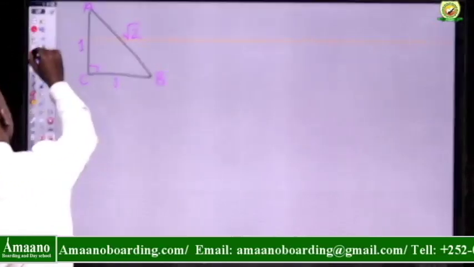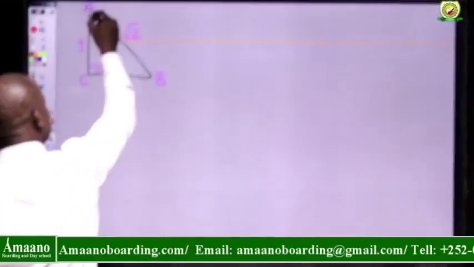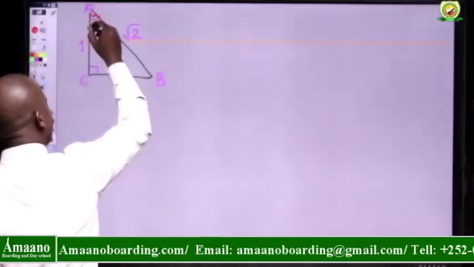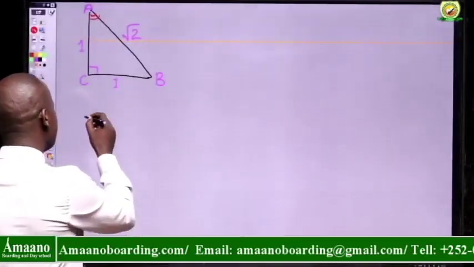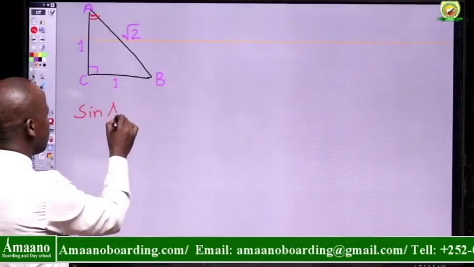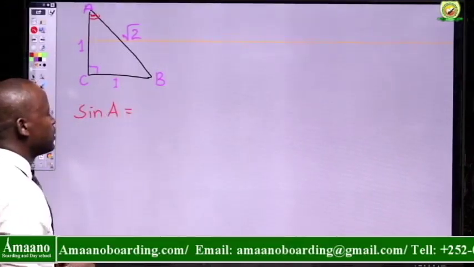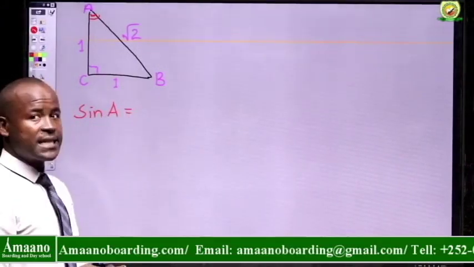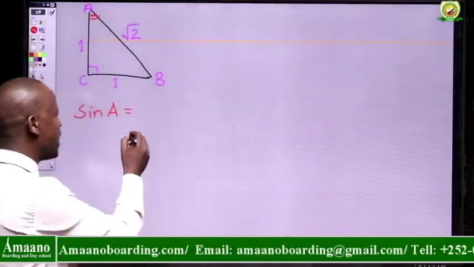So, using trigonometric ratios that we have seen last time, we'll find sine of angle A, cos of angle A, and tan of angle A. Now let's see, sine of A is equal to, how we defined sine? Sine is opposite over hypotenuse.